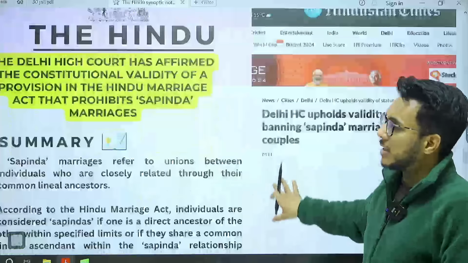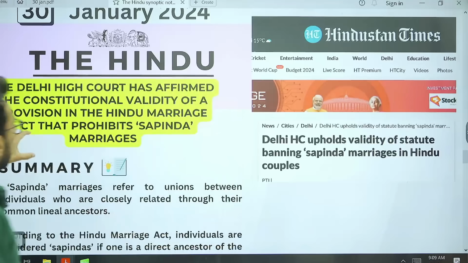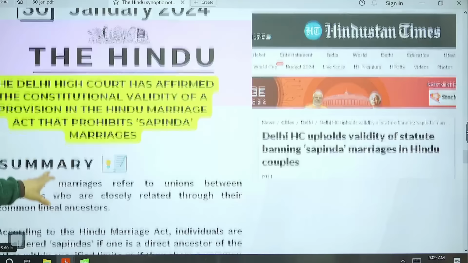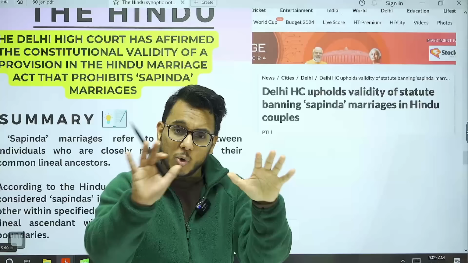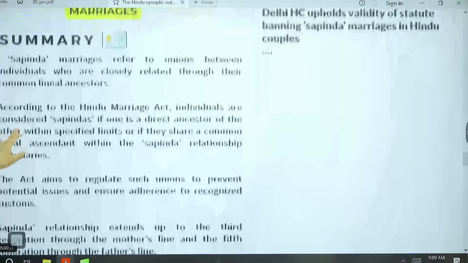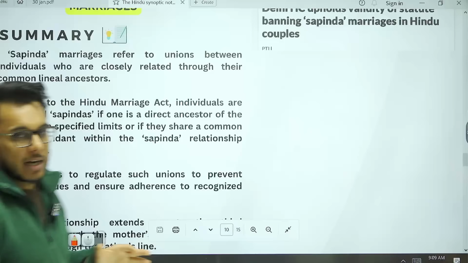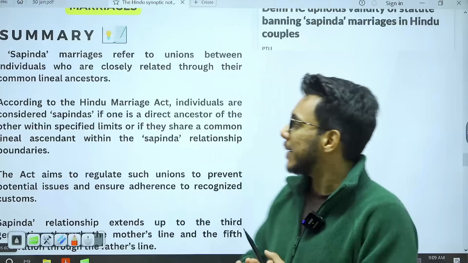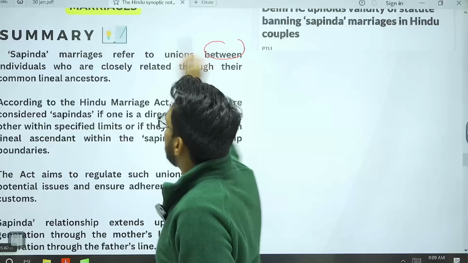Then moving on, next, the Delhi High Court has affirmed the constitutional validity of the sapinda marriages. Now, what is this sapinda marriage? This is only what we need to know for our examination. So basically, guys, when we talk about the Hindu Marriage Act, within it, sapinda marriages are not allowed. What are sapinda marriages? Sapinda marriages are marriages between individuals who are closely related through their common lineal ancestors.